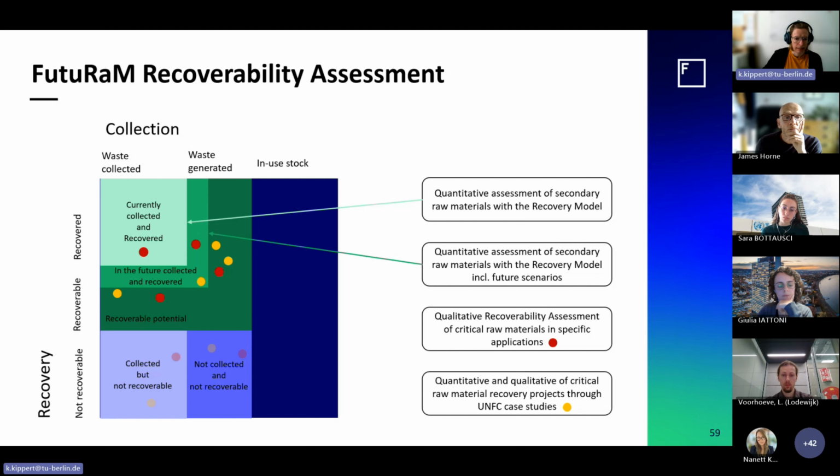What we did now with the recoverability assessment, which is only qualitative, so not quantitative, we checked for specific critical raw materials and specific applications where in these boxes they are located. And just to complete the whole picture, what we did in the FutuRaM as well is the UNFC application to specific case studies, which we'll present in the 3rd part today.